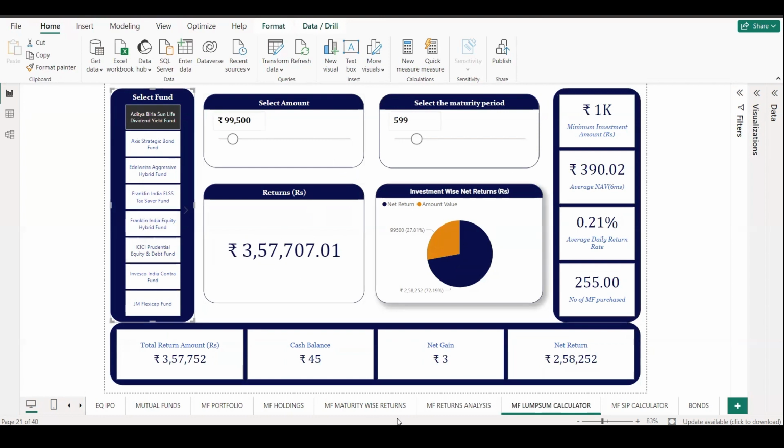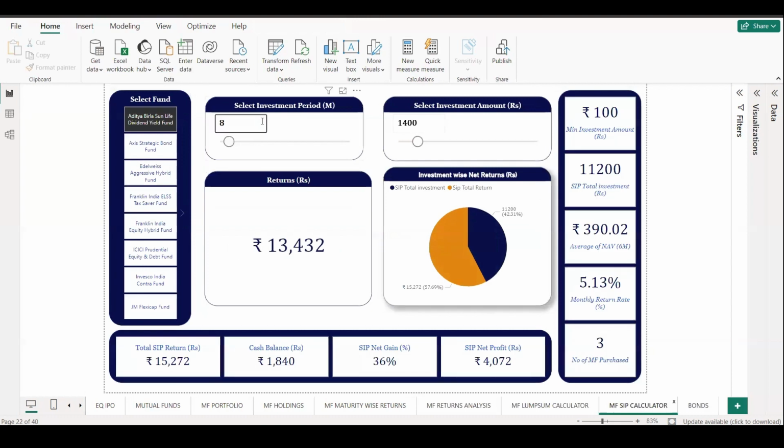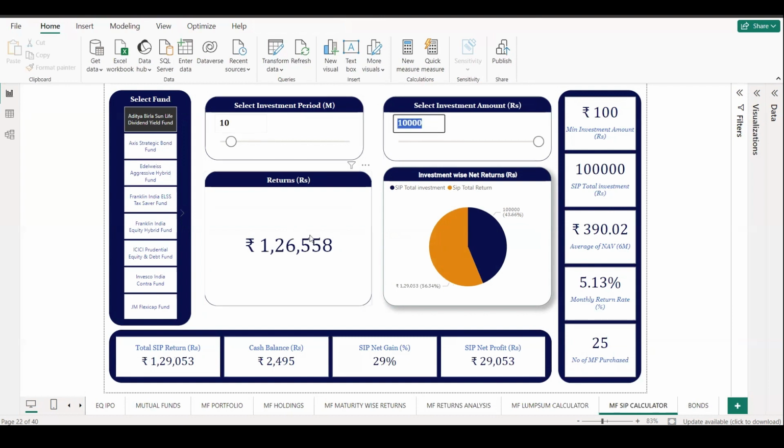And you can see it's a similar page that we have done for equity as well. So this is a lump sum calculator, but this SIP calculator is unique to mutual fund, where you can select the number of periods, that is in months. So let's just say I'm going to invest 10,000 rupees for a period of 10 months. Then I'll be able to generate a return after 10 months.